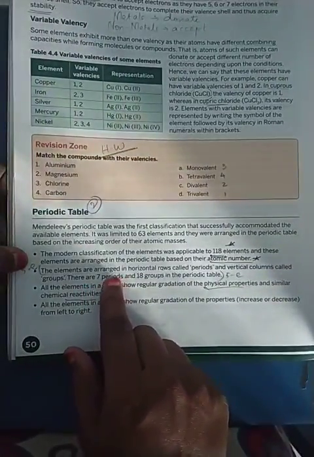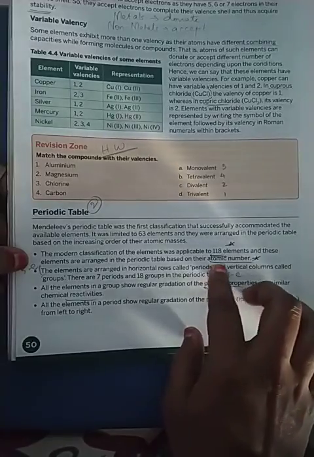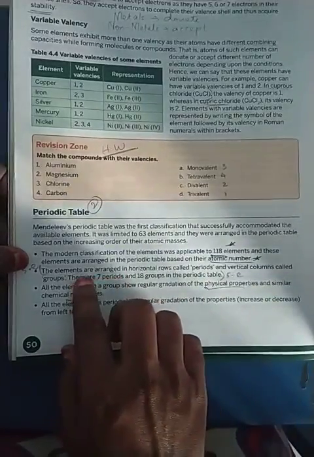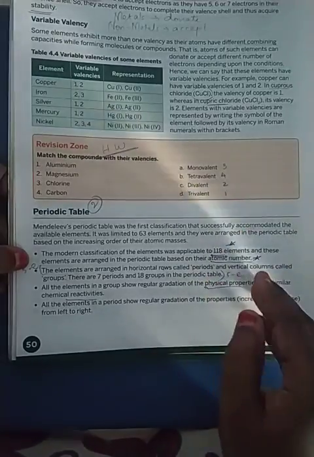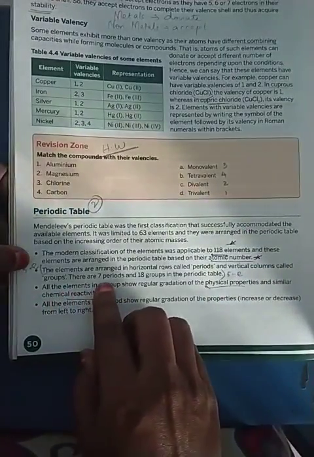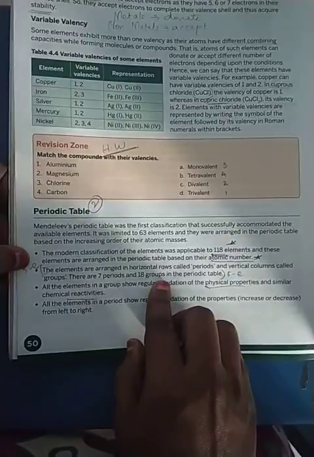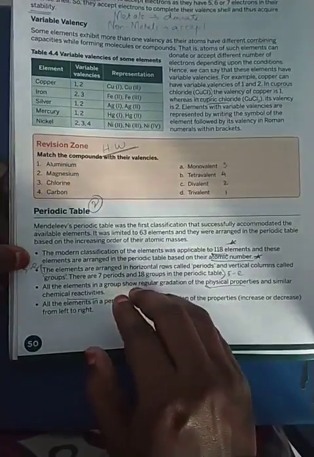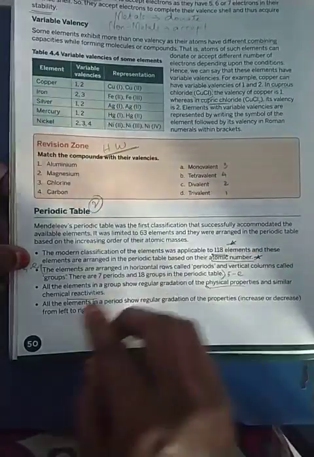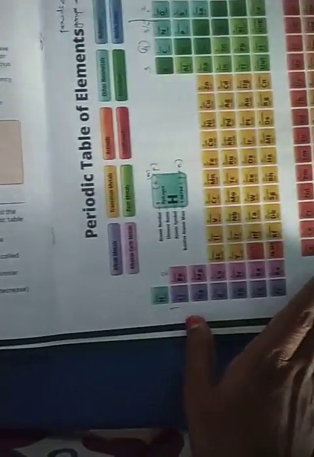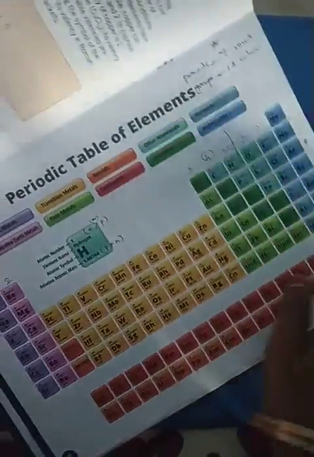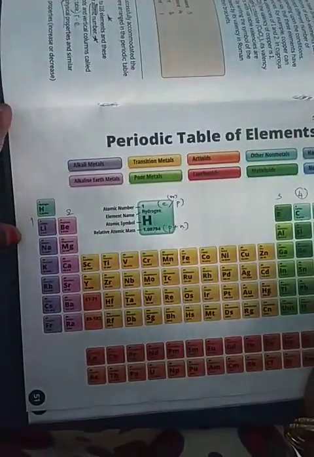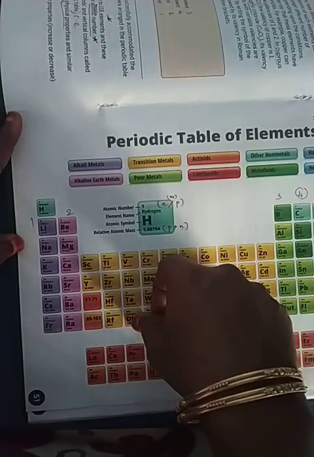Coming to the periodic table, we saw there are 118 elements available now. They are all arranged based on their atomic number. The horizontal rows are called periods and the vertical columns are called groups. So there are 7 periods and 18 groups in the periodic table. Depending upon that, your physical properties and chemical reactions will vary. Physical properties like your boiling point and melting point, whereas the chemical reactions will depend upon the electronic configuration.